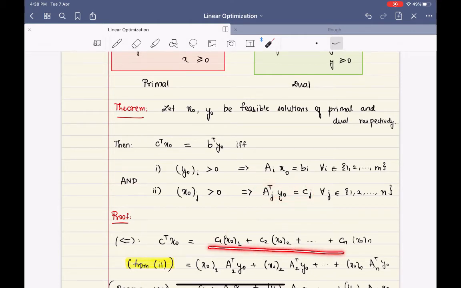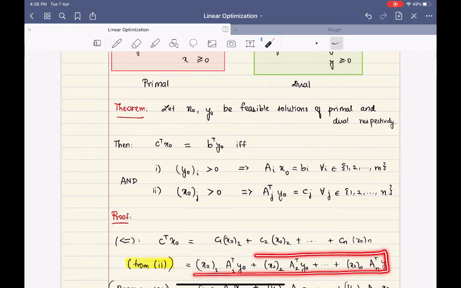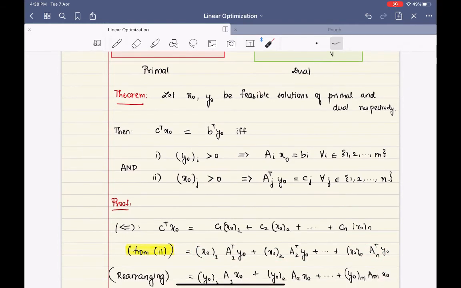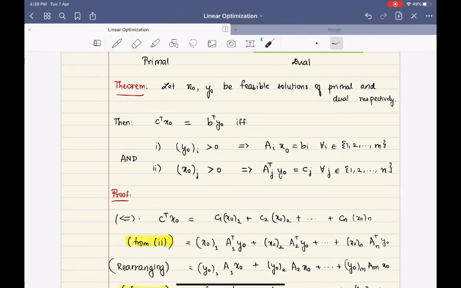So you can rewrite this as follows: x01 times C1, which is A1 transpose y0, plus x02 times C2, which is A2 transpose y0, and so on. When this is 0, this C2 may not be equal to this, but we don't really care. Okay, now once you have written it like this, you need to do some more rearranging. I hope this equality is clear, and this comes from 2.